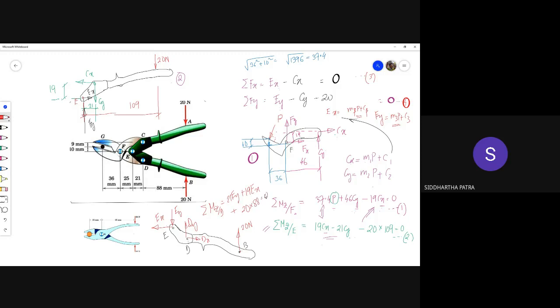Okay. So using this fifth equation, you can actually evaluate P. So you only need 5 equations of equilibrium to evaluate P. And once you have evaluated P, you can go to any component and evaluate rest of the forces.